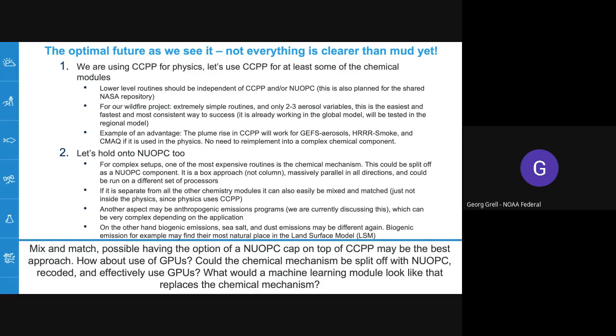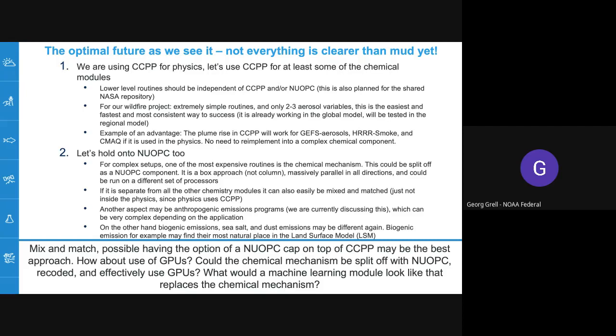How about use of CPUs, GPUs? Could the chemical mechanism be split off with NUOPS, recoded, and effectively use GPUs? What would a machine learning module look like that replaces the chemical mechanism?